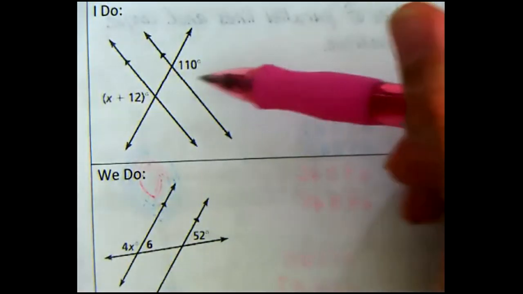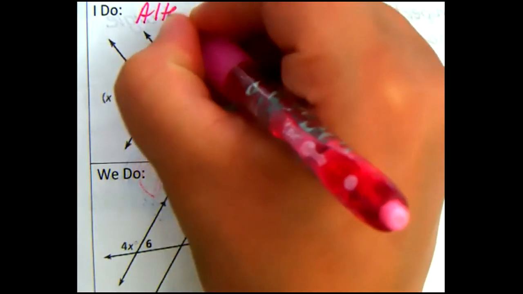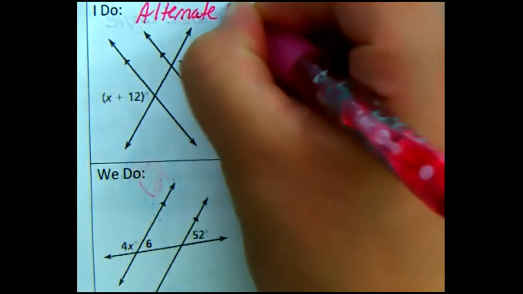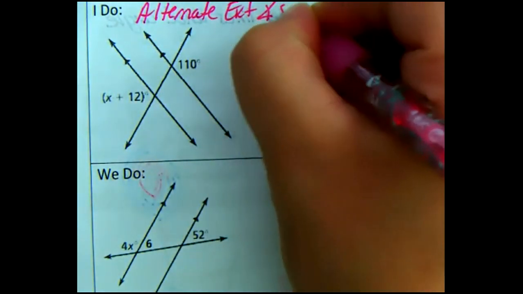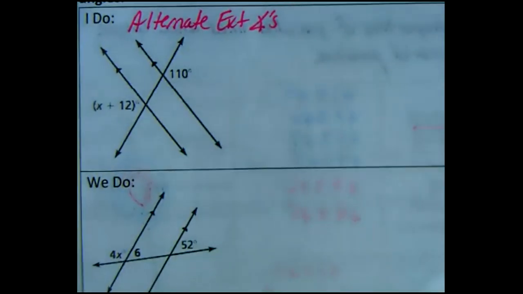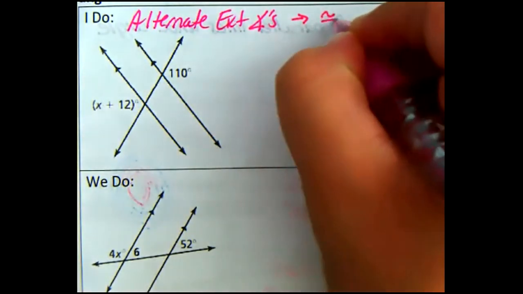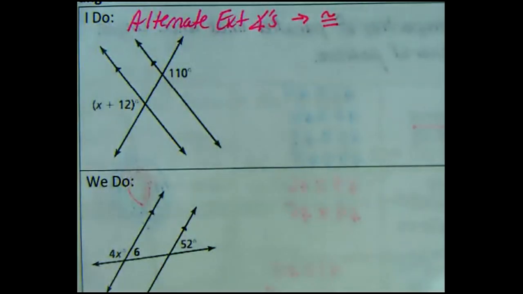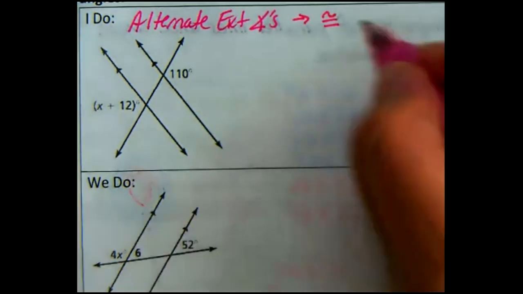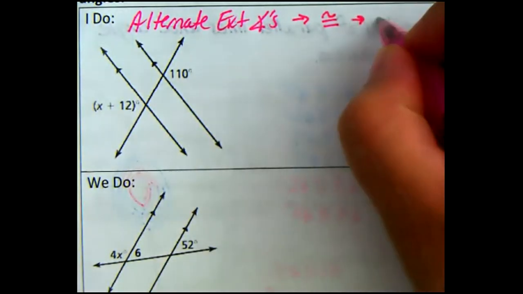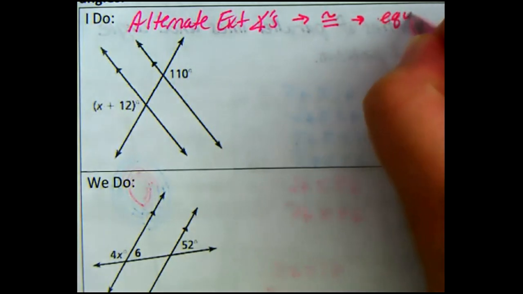Okay. Thank you to the three of you that responded. You are absolutely correct. These are alternate exterior angles, which means they are congruent. Congruent means they are equal.